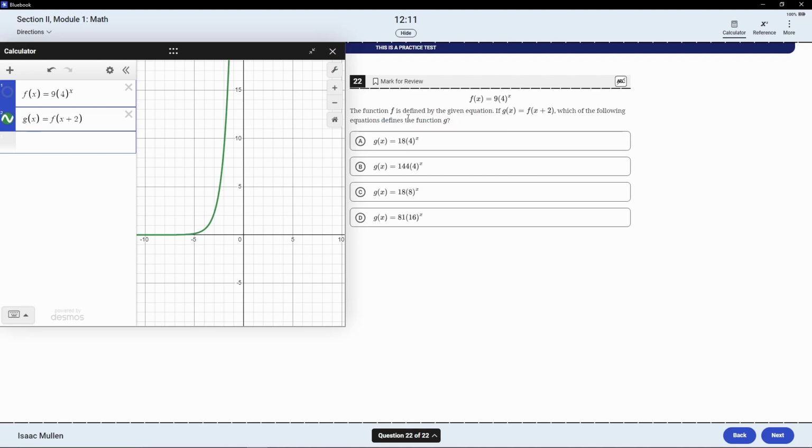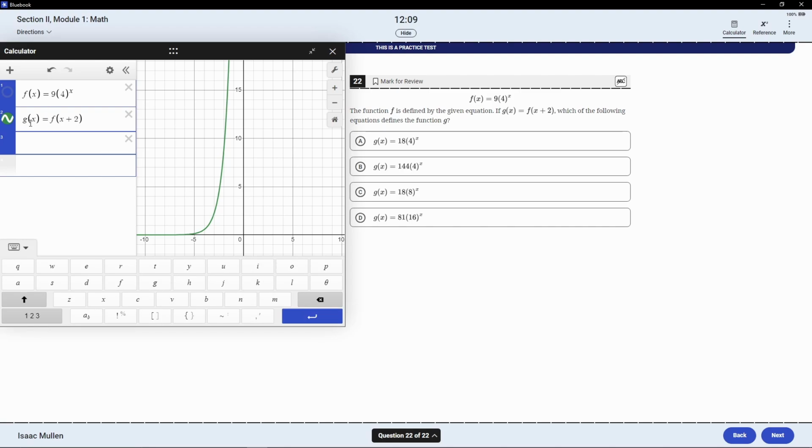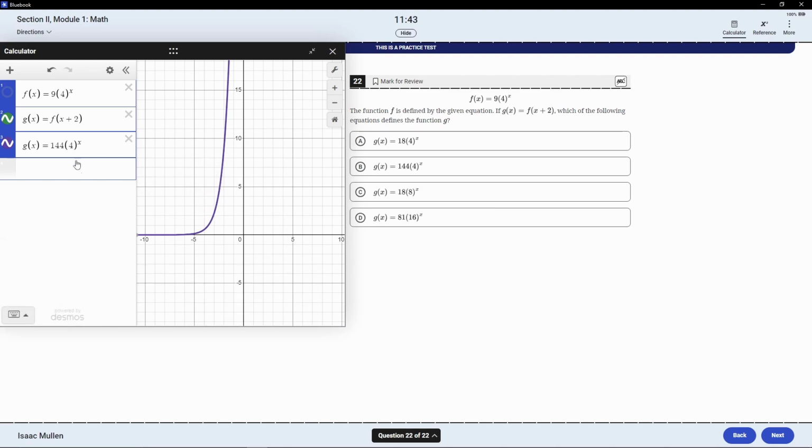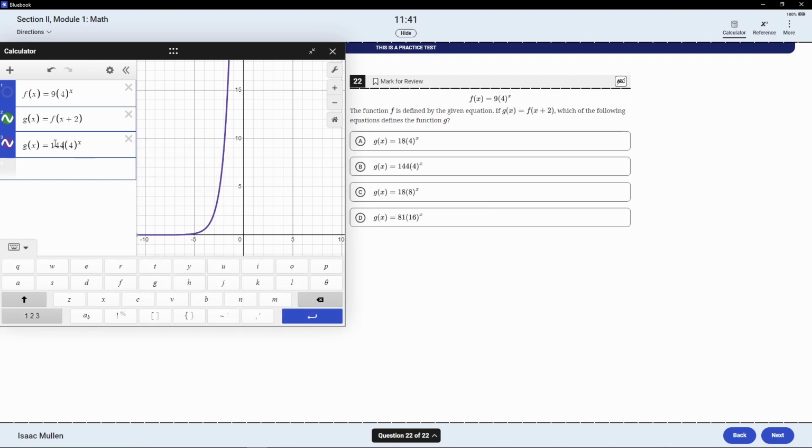Which of the following equations defines the function g? Well, we know we have the function g right here. Let's just input these until we see one that is the exact same shape and the exact same line as that, shall we? g of x equals 18 multiplied by 4 to the x. Well, that doesn't look right, does it? Now let's try the next one, 144. Well, that looks really right, but just to make sure, let's check the rest of them. So for now, we're going to mark that right.